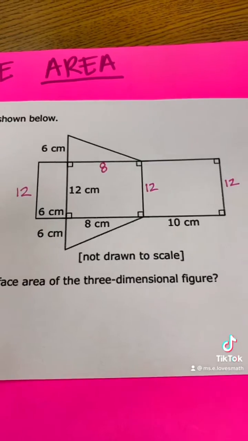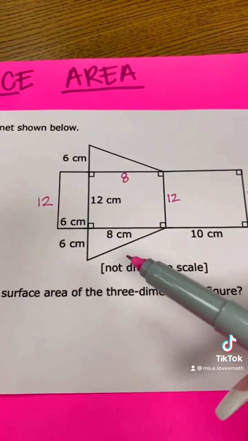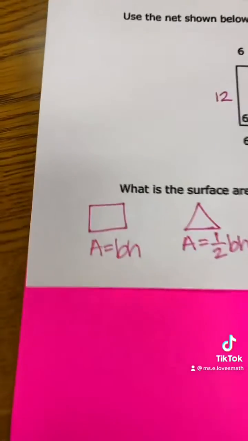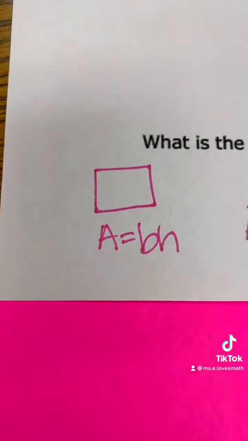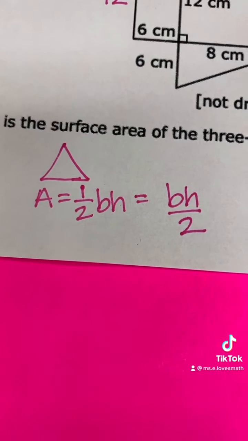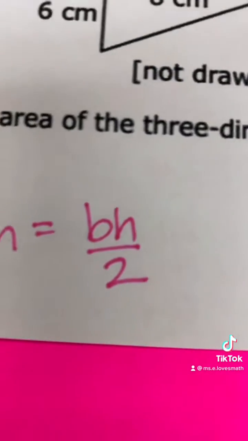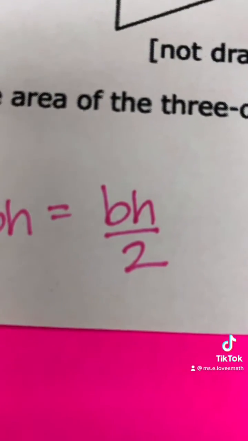We have two different shapes we are working with. We are working with rectangles, and we are also working with triangles. We are going to need two different formulas. The first formula is going to be the formula for a rectangle, base times height. The second formula we need is the formula for a triangle, which is 1/2 base times height, or we can write it as base times height divided by 2.